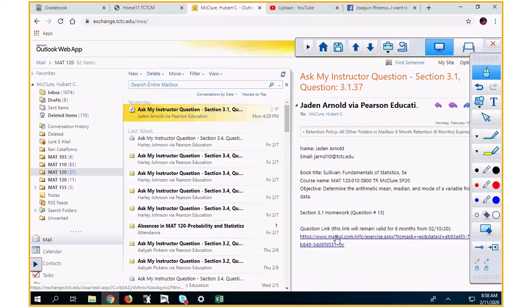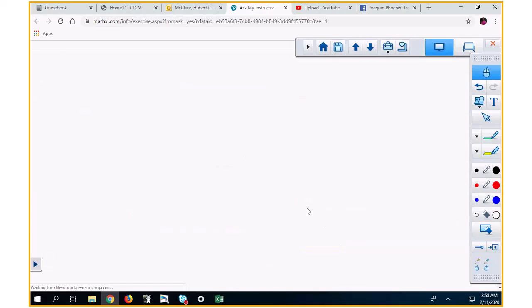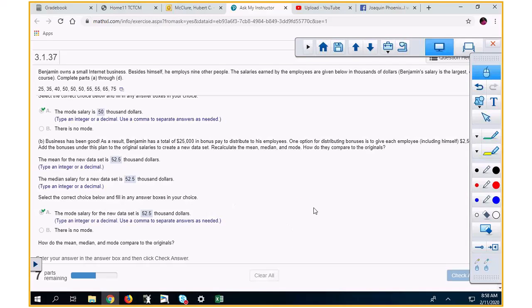3.1, 37/13. I'm looking to see what type of question this is. It looks like to me this is just mean, median, mode. So we'll do this one. As long as I cover chapter 3, that's all that matters because that's 80% of your test. So I'm going to do StatCrunch.